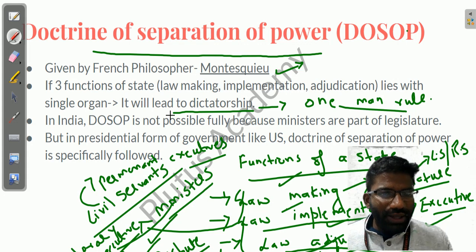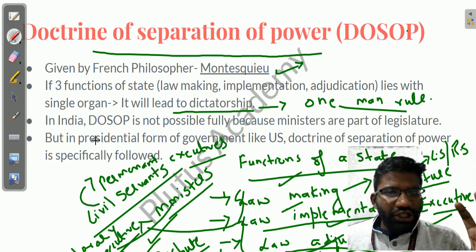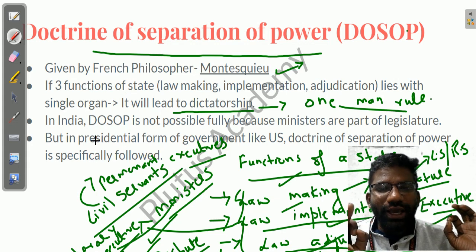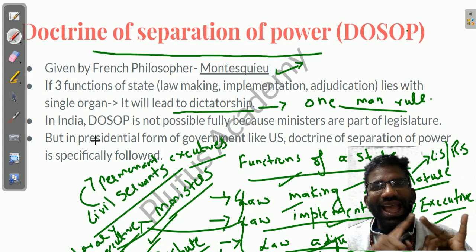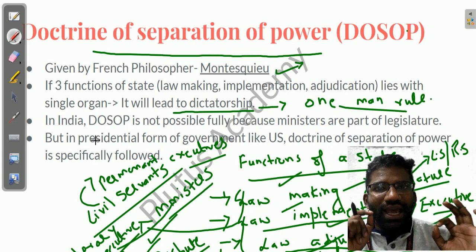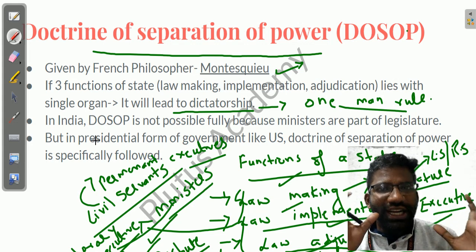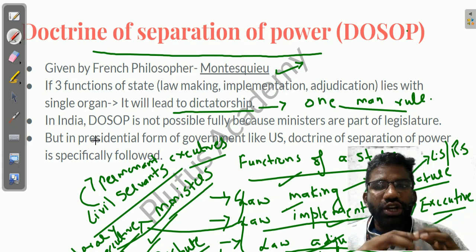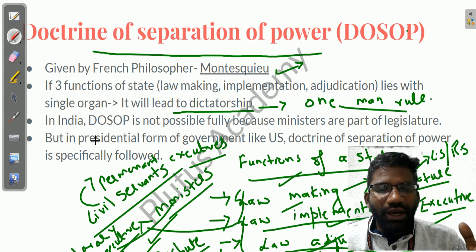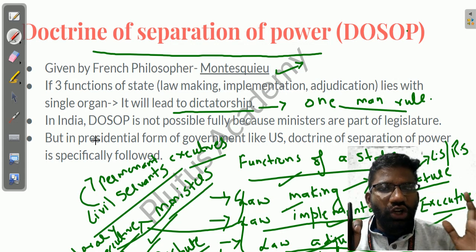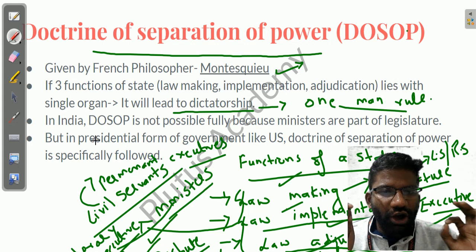Here I will repeat once again. If the three functions of the state, law making, law implementation and law adjudication, rest with a single organ, that is either legislature, executive or judiciary, then it will definitely lead to dictatorship. So all the three functions of the state should rest with separate organs, and that is called the doctrine of separation of powers.